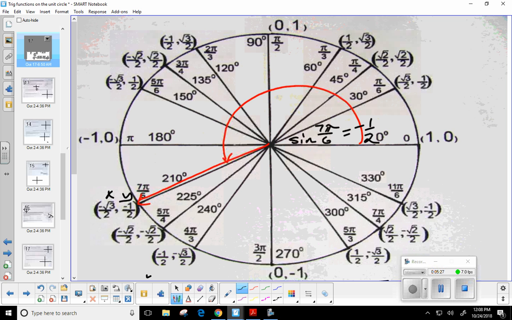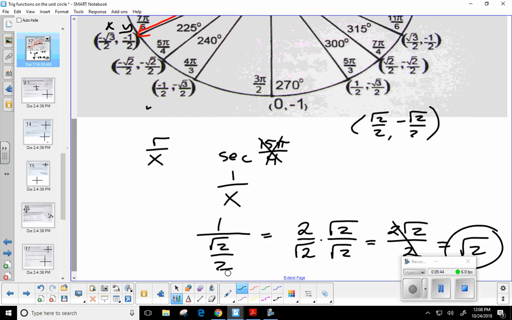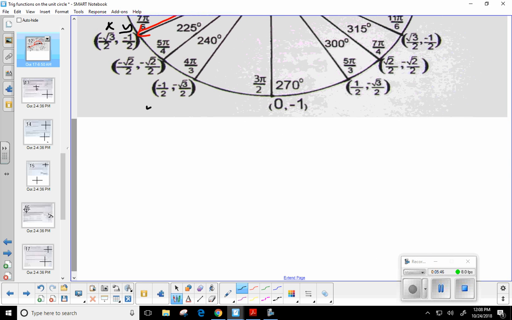You use the angle or the radian measure to locate the correct ordered pair, and then from there, the trig function tells you what it wants you to do. Like, let's stick with 7 pi over 6 for a minute. We know that the ordered pair is negative square root of 3 over 2, negative 1/2. Let me erase this. And we just found that sine of 7 pi over 6 was negative 1/2, right?